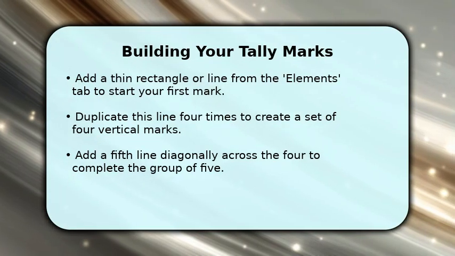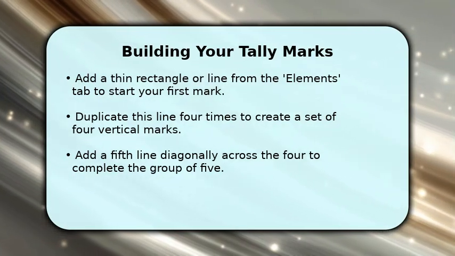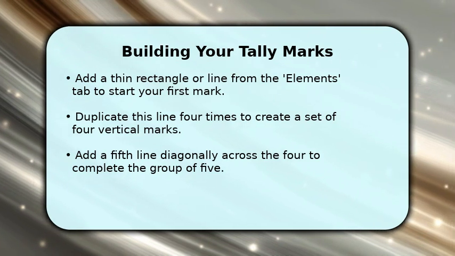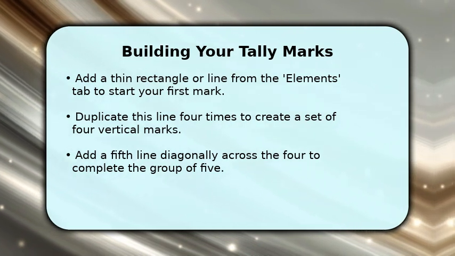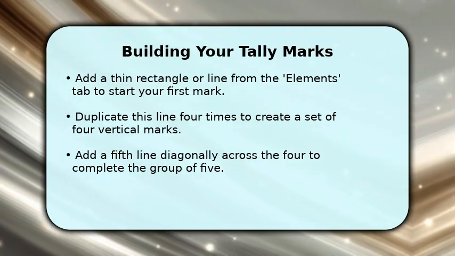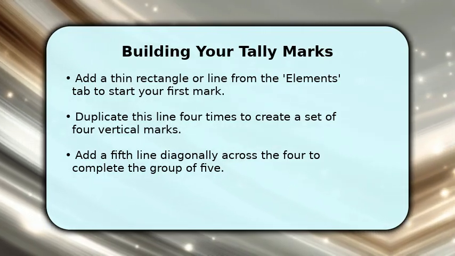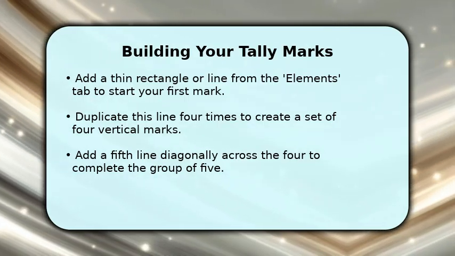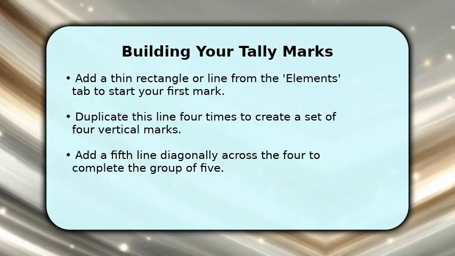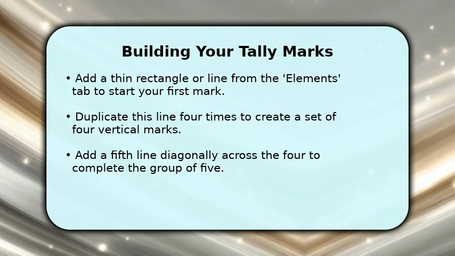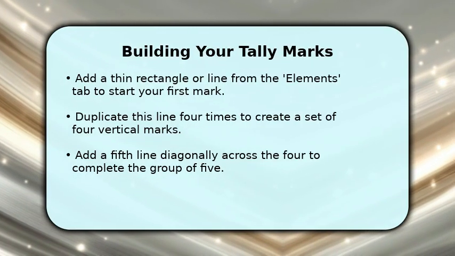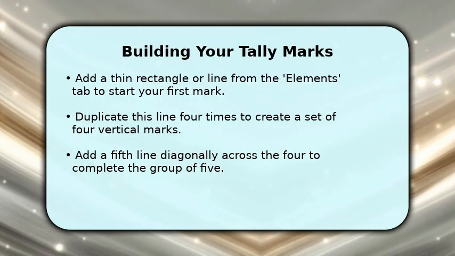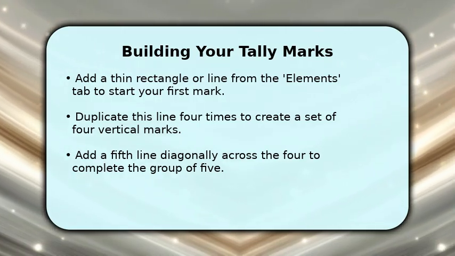Let's begin by building your tally marks. First, navigate to the Elements tab on the left sidebar and search for line or rectangle. Choose a thin rectangle or line and place it on your canvas. Duplicate this line 3 more times, arranging them vertically side by side to form a set of 4 marks. Finally, add a 5th line, positioning it diagonally across the 4 vertical lines to complete your group of 5.